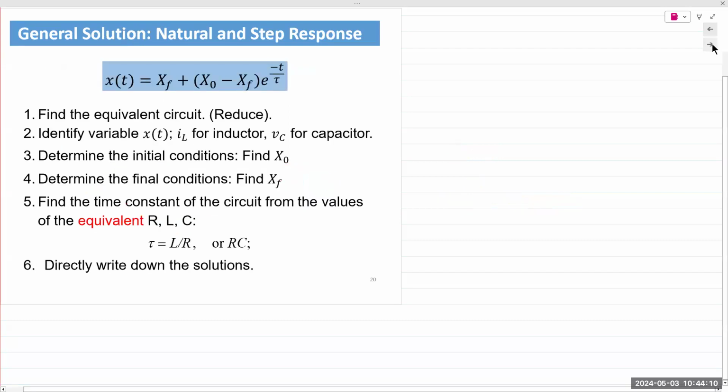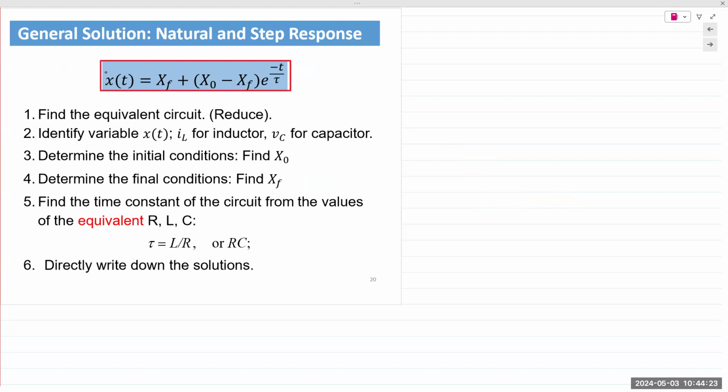One equation to rule them all. X of t is given by xf plus x0 minus xf times e raised to minus t over tau. Okay, let's take it one at a time. X is a variable, it could stand for inductor current or capacitor voltage. So it applies for both current as well as voltage.